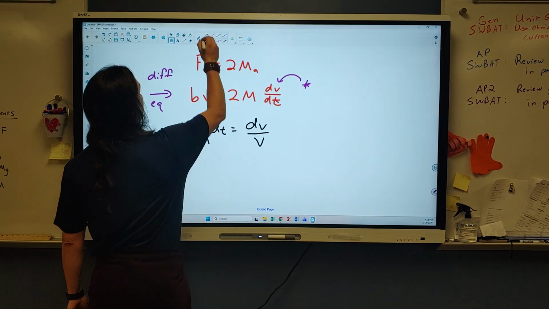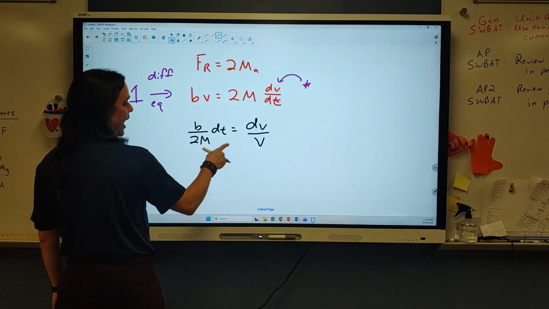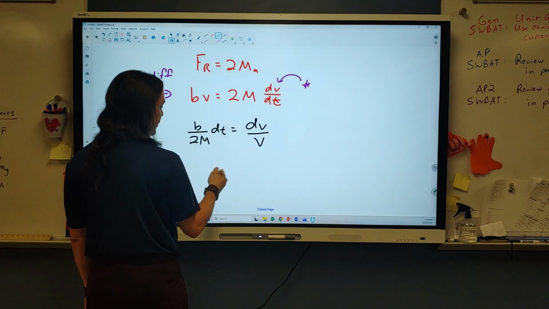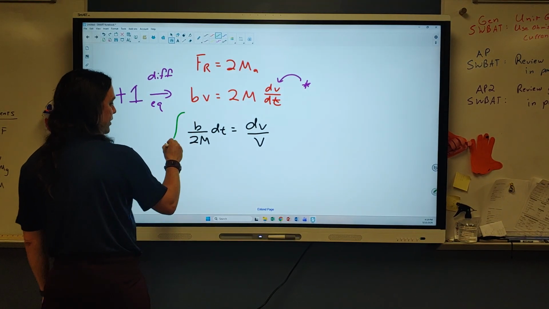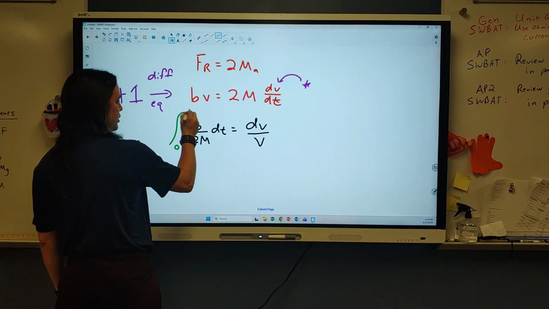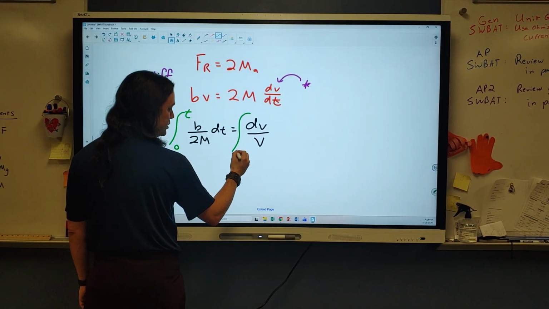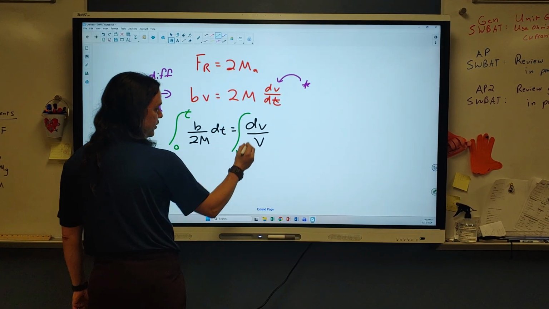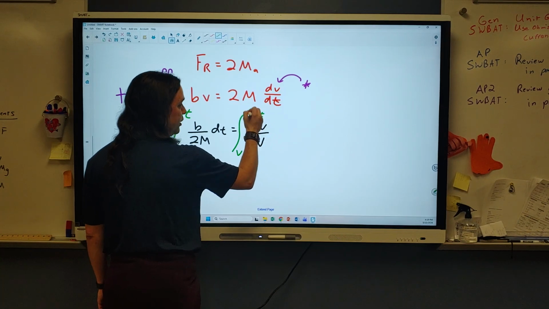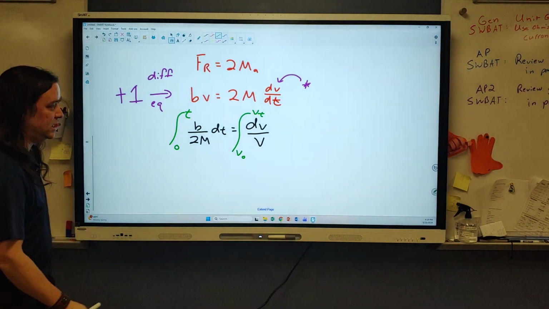Okay, so now that we've got this, I am going to do the following. I don't want just dt and dv. I want to actually integrate this to find the actual values. So I'm going to go from 0 to t here, and I need to integrate the other side, and it's going to go from my initial value, v naught, to whatever the velocity is at a given time t.